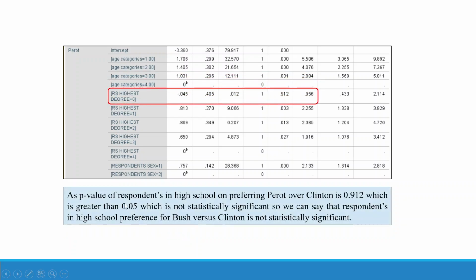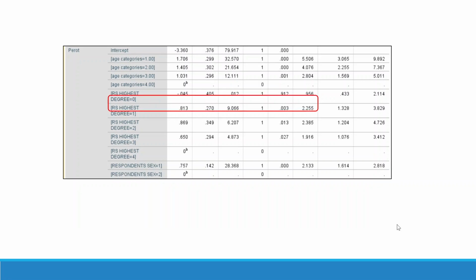Qualification. As a p-value of respondents in high school on preferring Parrot over Clinton is 0.912, which is greater than 0.05, which is not statistically significant. So we can say that the respondents in high school and their preference for Bush versus Clinton is not statistically significant.